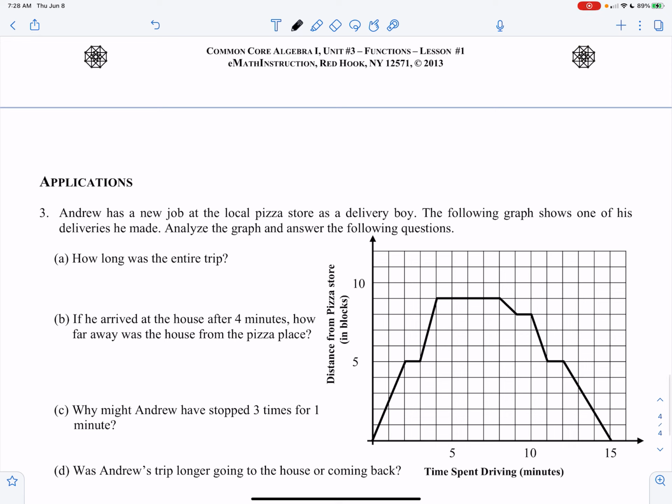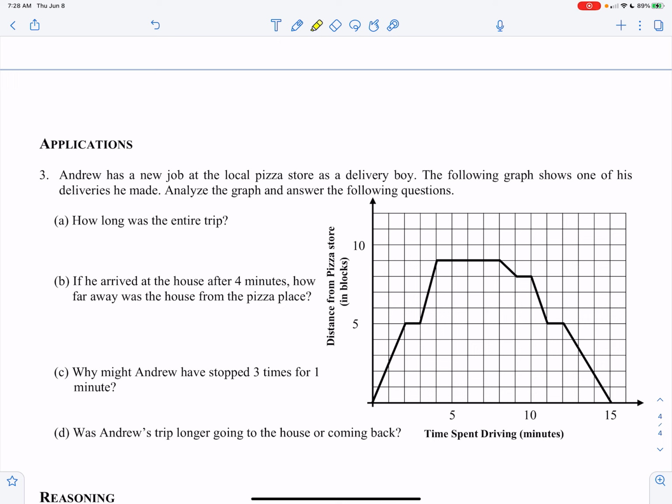All right, so in our application question, we have a pizza delivery person. Andrew has a new job at a local pizza shop as a delivery boy. The following graph shows one of the deliveries he made. Analyze the graph and answer the following questions. On the y-axis is distance from the pizza store in blocks, and the x-axis is the time spent driving in minutes.